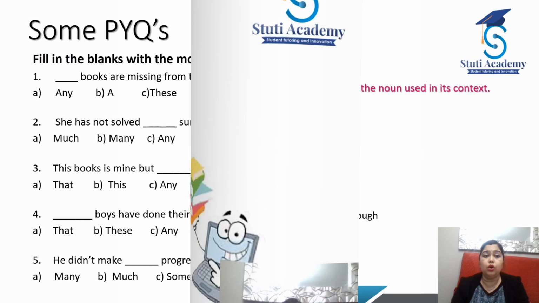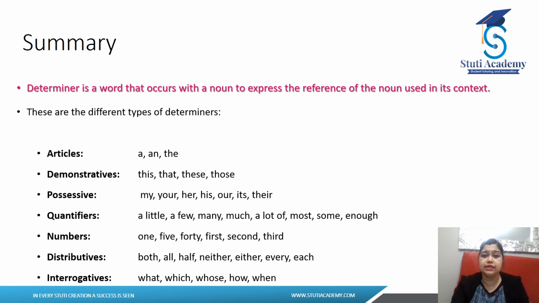Now again. Okay, so let's quickly summarize. Now, we have determiners which will come before the noun. That is the basic rule. Determiners are words which will tell you more about the noun, like the proximity or the quantity. Now, the different types of determiners. Let's look at these. Articles, definite article, indefinite article.